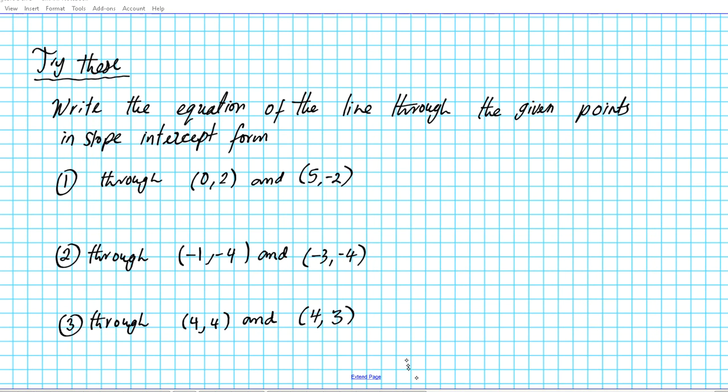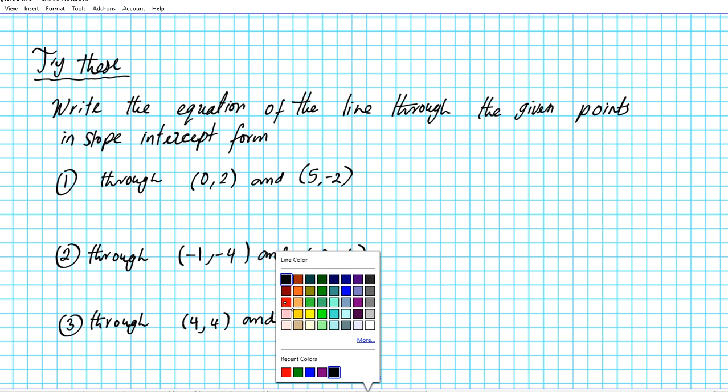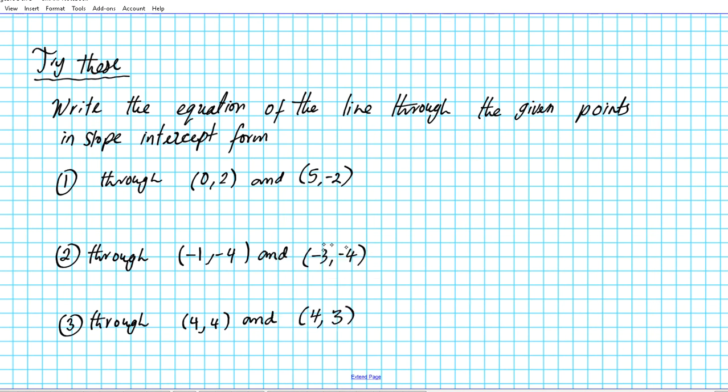Okay, let's assume that you have had the opportunity to try out these problems. The answers are as follows. For the first one, the slope-intercept form equation is y equals -4/5 x plus 2. Number 2, the equation is going to be y equals -4. And for number 3, the equation is x equals 4.